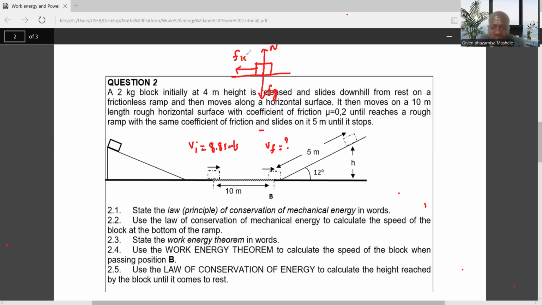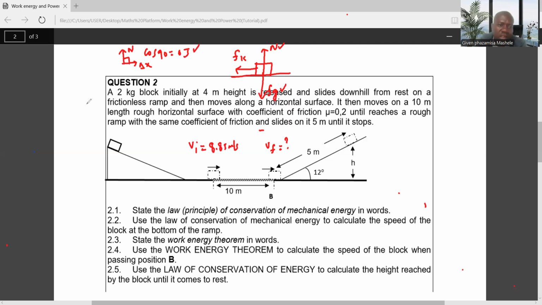Which means the work done by normal and FG is going to be 0 here. Why is it 0? Look at the object. The object's moving to the right. So the normal is upwards. The object's moving to the right. So it's delta x. What is the angle between this? It's 90. And what is cos 90? Cos 90 will be 0. So it's not doing any work.